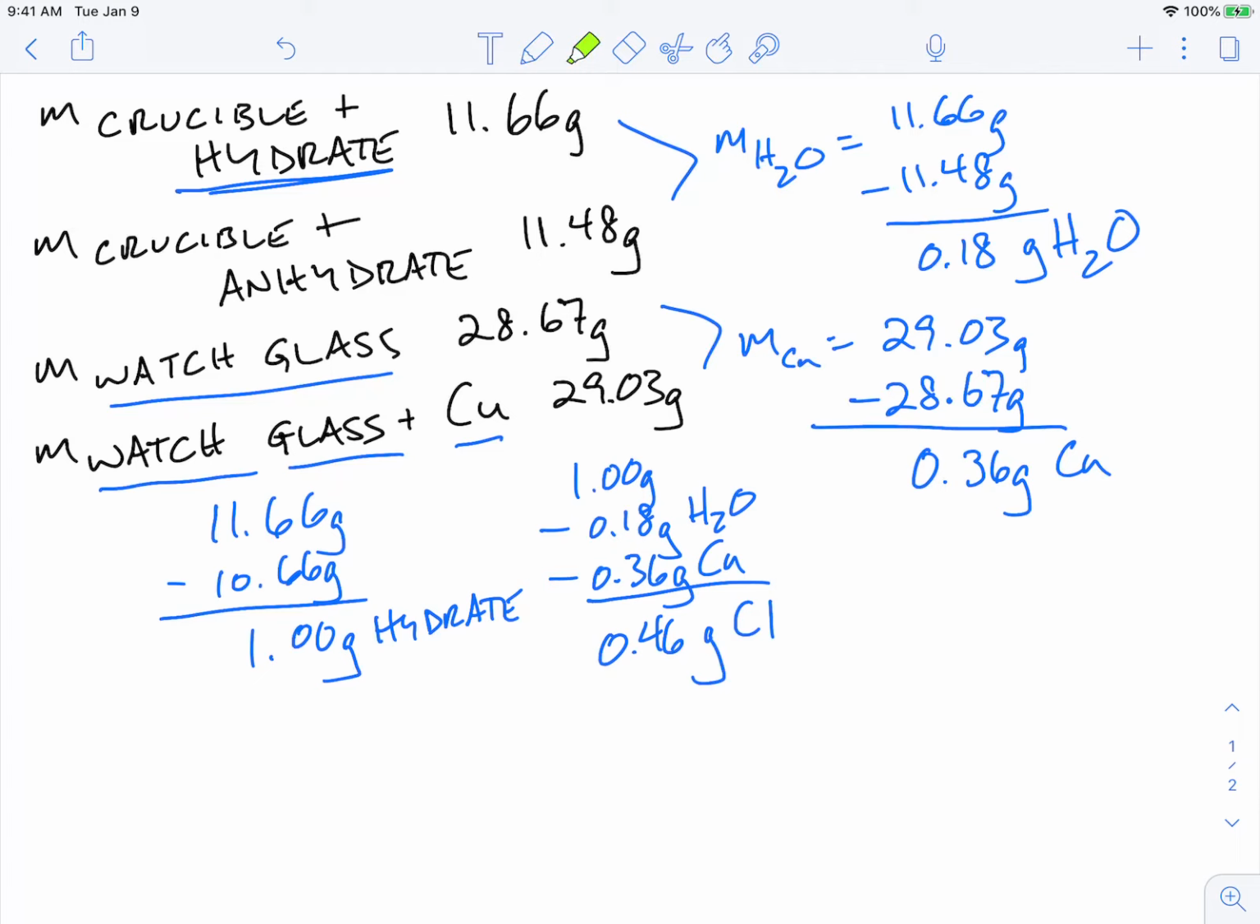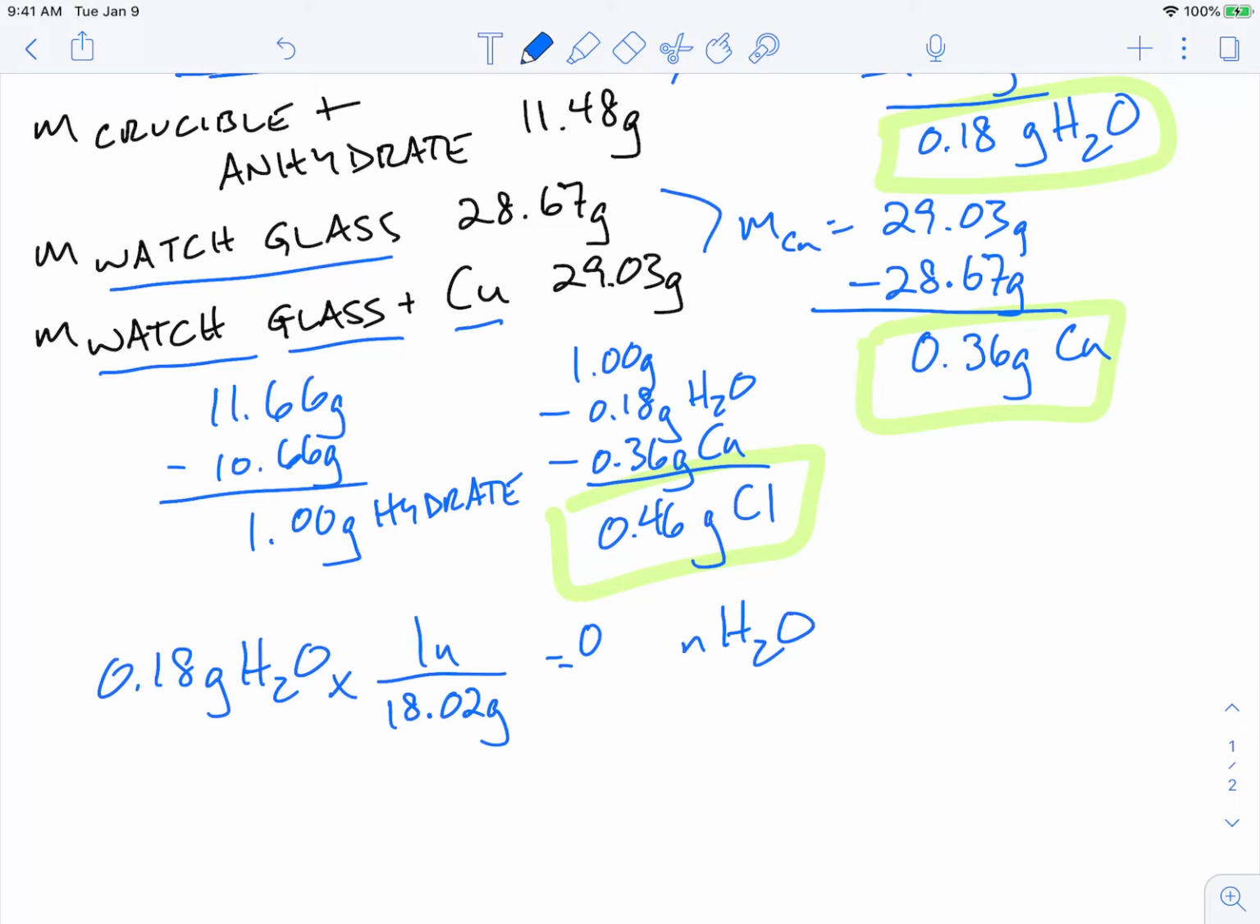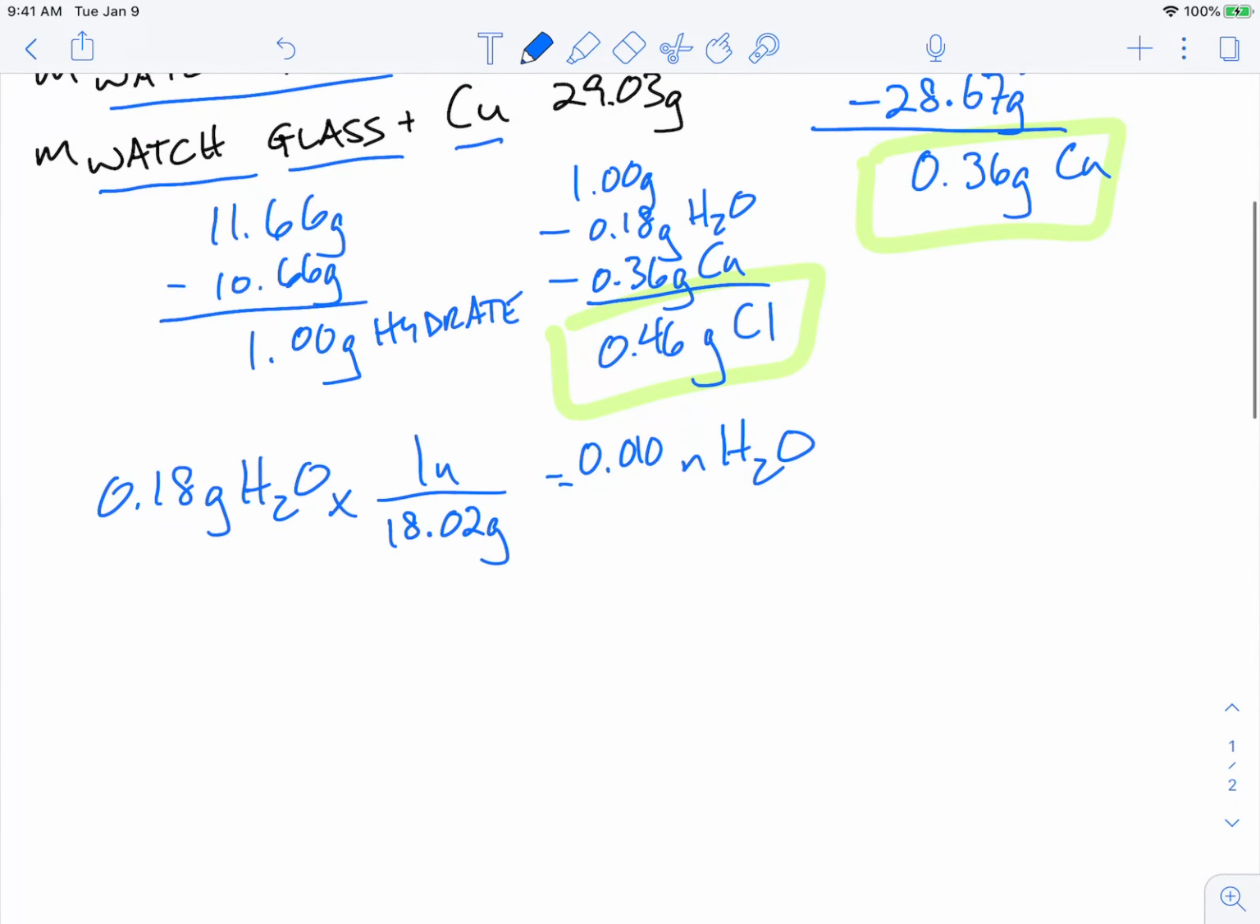So now what we're going to do is take our masses that we have and convert them to moles, and then look for a mole ratio. So if I take my 0.18 grams of water and I want to convert it into moles of water, my molar mass of water is about 18.02 grams for every 1 mole. So 0.18 divided by 18.02. With maybe 2 sig figs, I'm looking at 0.010 moles of water. We're going to do the same thing for our copper and our chloride.